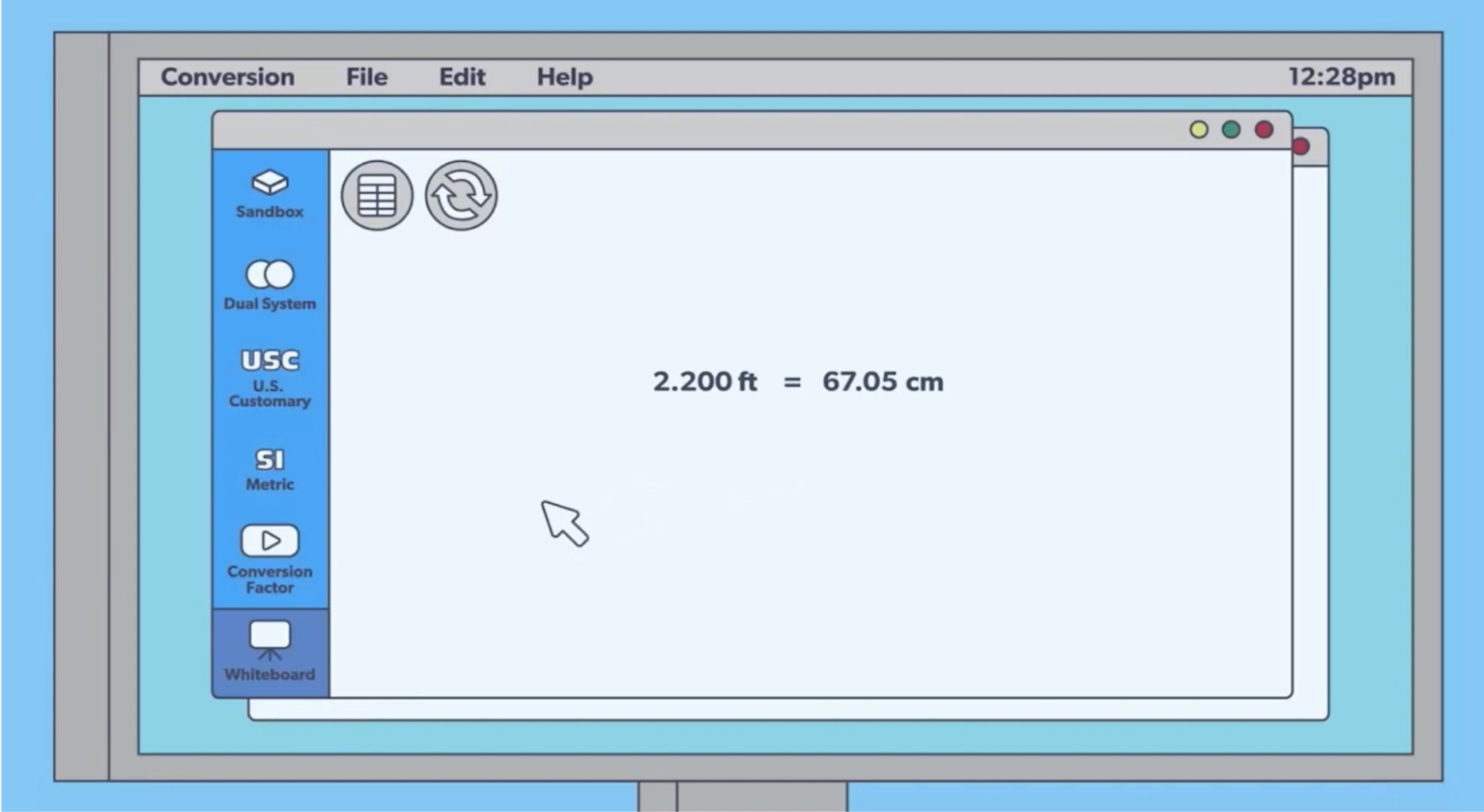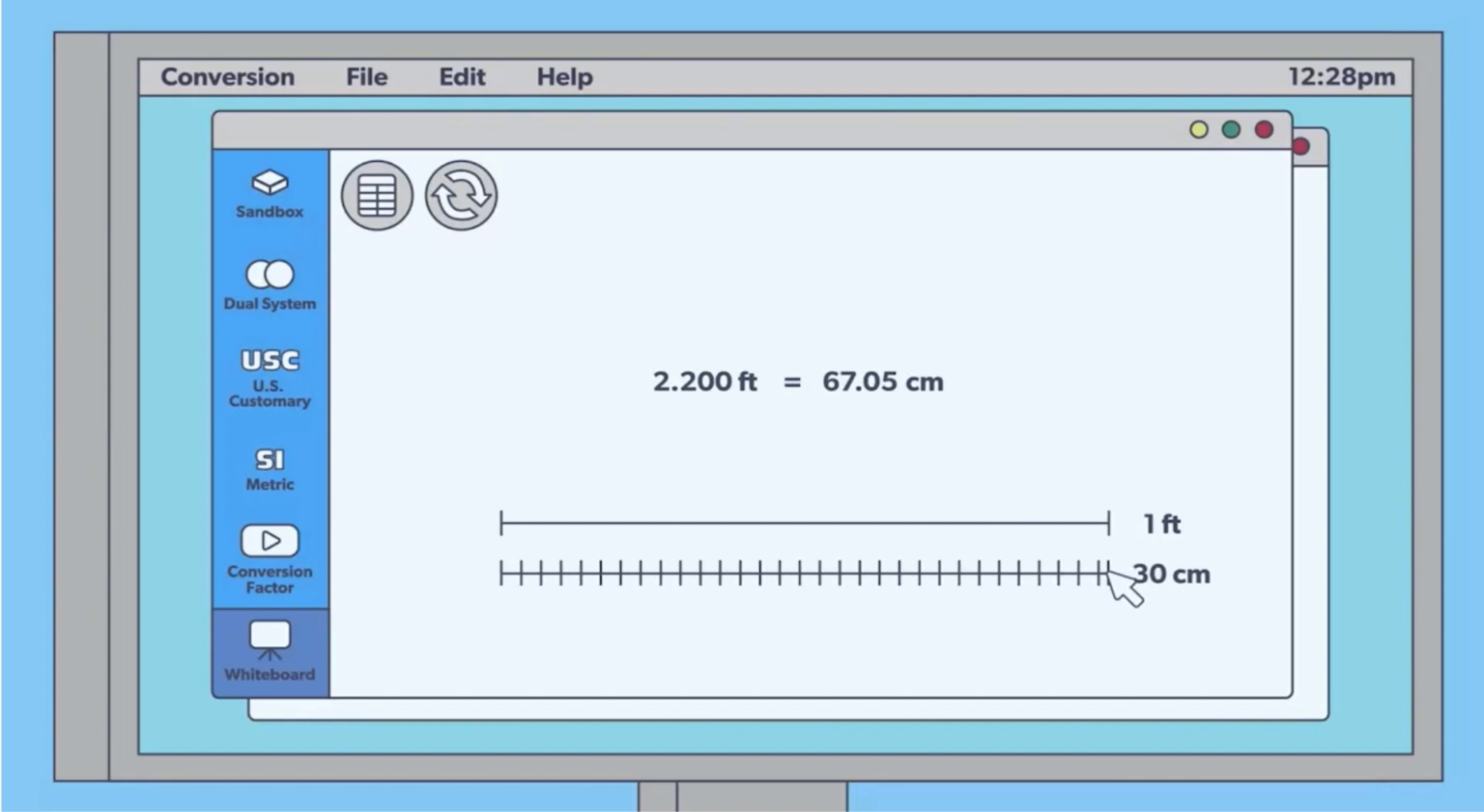But does that make sense? 1 foot is a greater length than 1 centimeter. Therefore, we would need more of our smaller unit, in this case centimeters, to measure the same length as the larger unit.